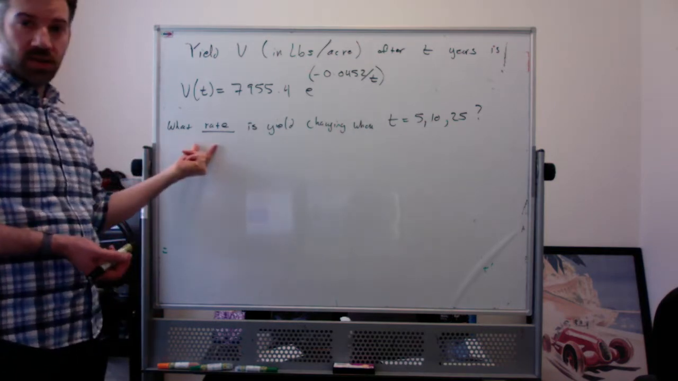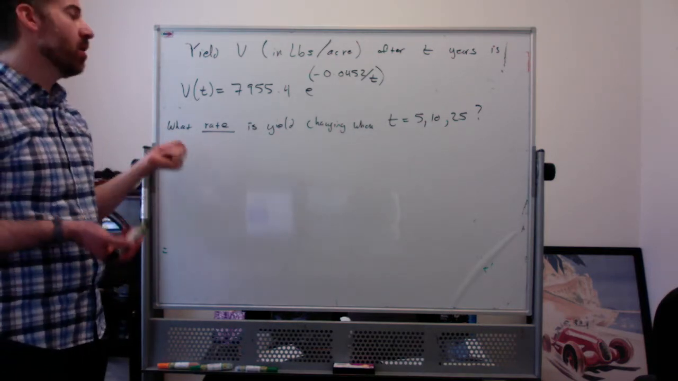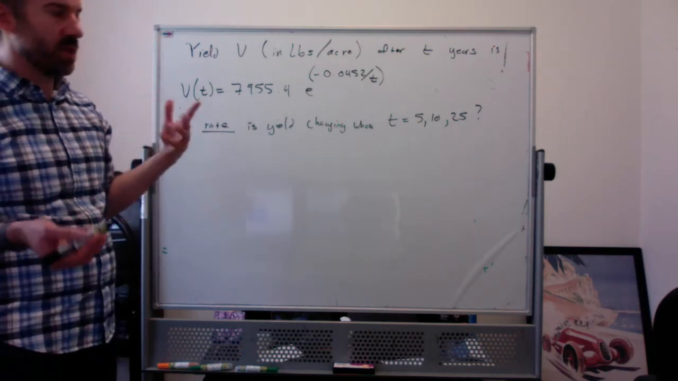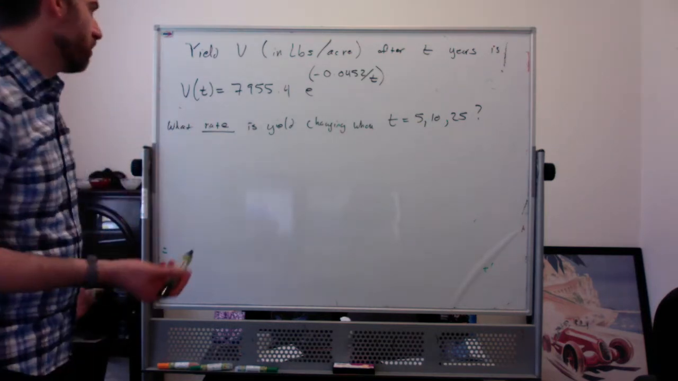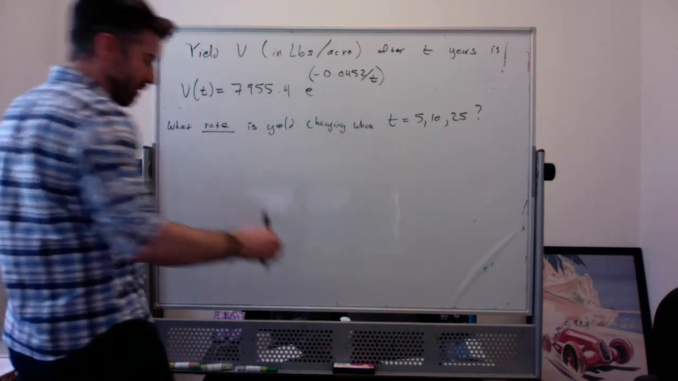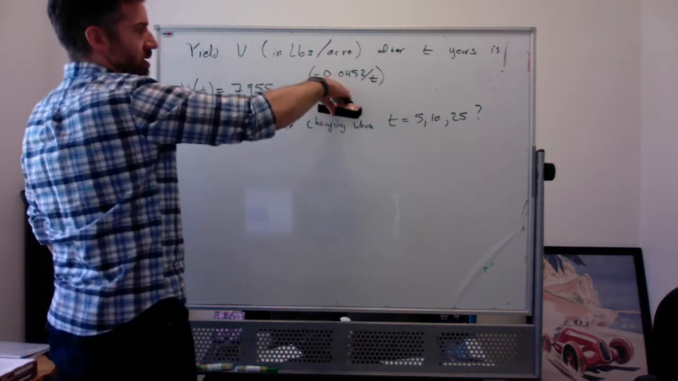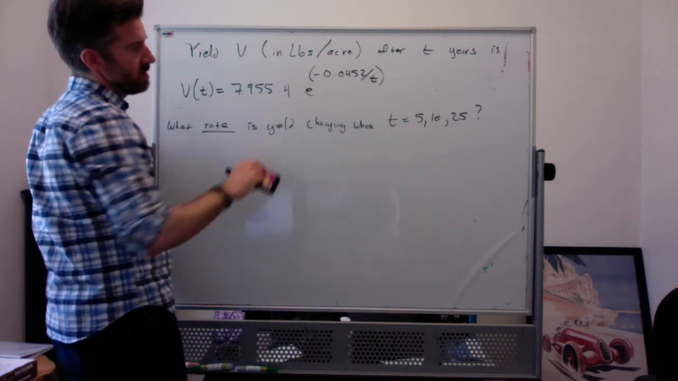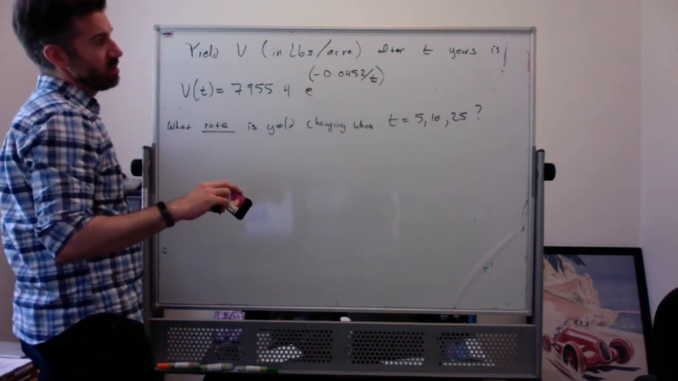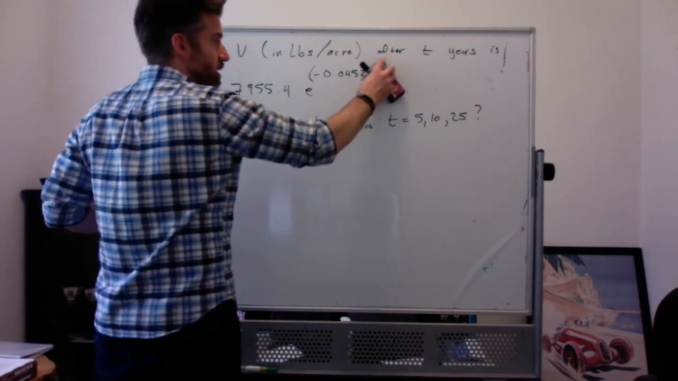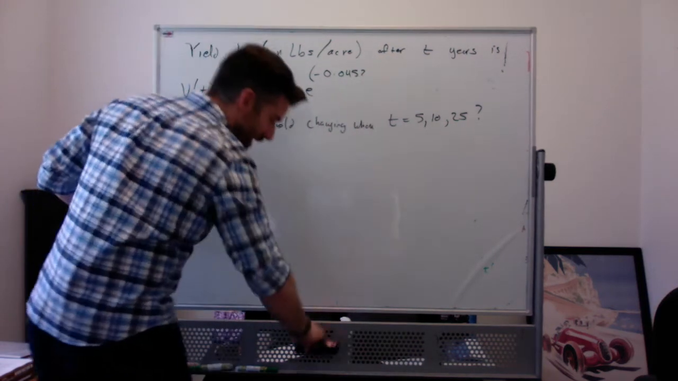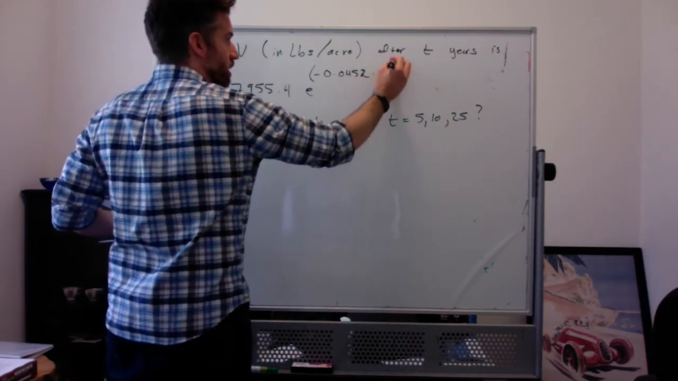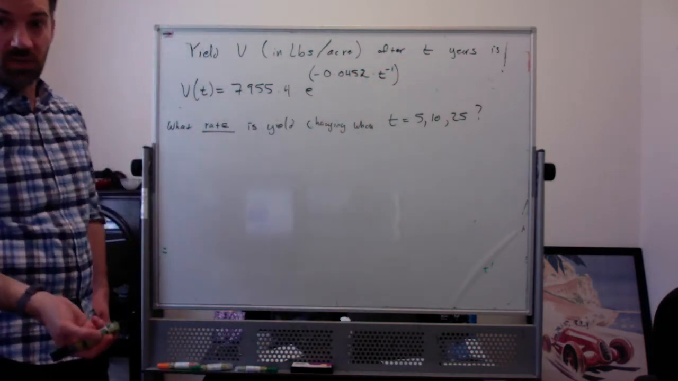What rate, when you hear the word rate, you should think derivative. What rate is the yield changing at when time is 5 years, 10 years, or 25 years? To make this a little bit easier, I'm going to do one thing. Fractions are just a pain, especially when you're just dividing by T. So instead of writing negative 0.0452 divided by T, I'm going to write negative 0.0452 times T to the negative 1 power. That's going to be a little bit easier to differentiate.